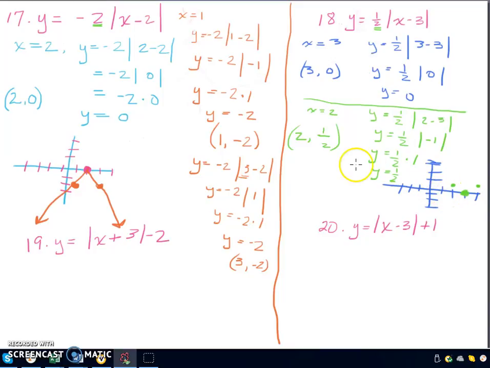And let's look at x equals 1. So when x equals 1, we should get y is equal to 1/2 times the absolute value of 1 minus 3, which is going to be negative 2, which is 2. 1/2 times 2 is 1. Y is going to be equal to 1. So my pair is going to be, I'm going to have to move over here. X is going to be 1. Y is equal to 1. So we're going to have the pair 1, 1. So when x is equal to 1, y is equal to 1.